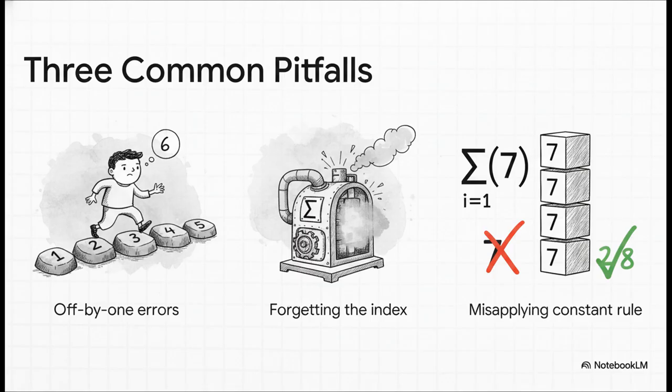Second, make sure your index variable, your k, is actually in the formula you're summing. If it's not, you're just adding a constant over and over. Which brings us to number 3. If you are summing a constant, say the number 7 4 times, the answer isn't 7. It's 7 times 4, which is 28.